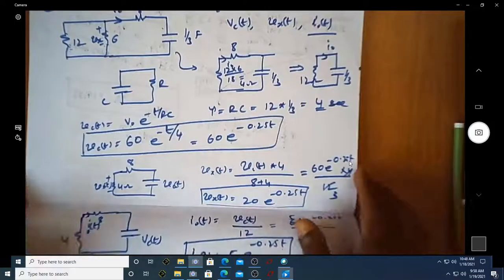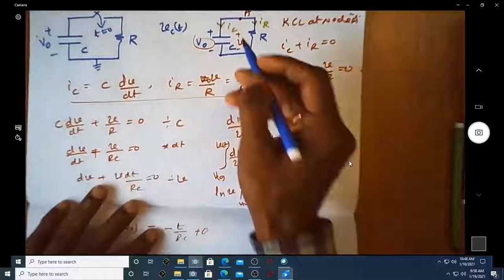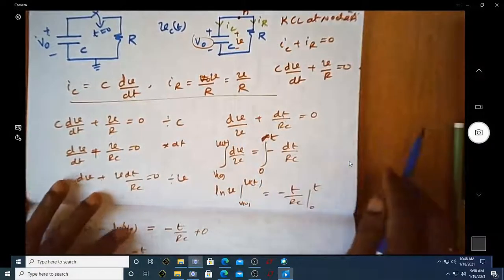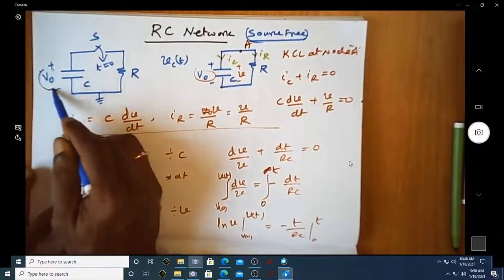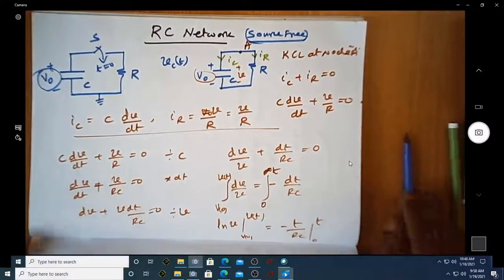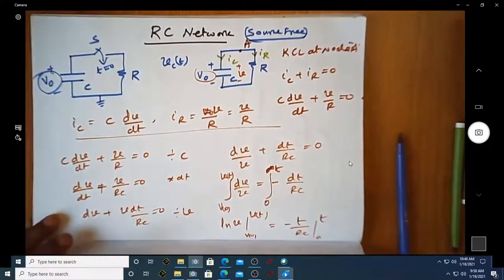This way we are able to understand the working of this RC network in the absence of a source. There is no source existing, but still we are assuming there is a voltage of V0 stored across the capacitor before I connect a resistor to the capacitor so that it starts discharging.